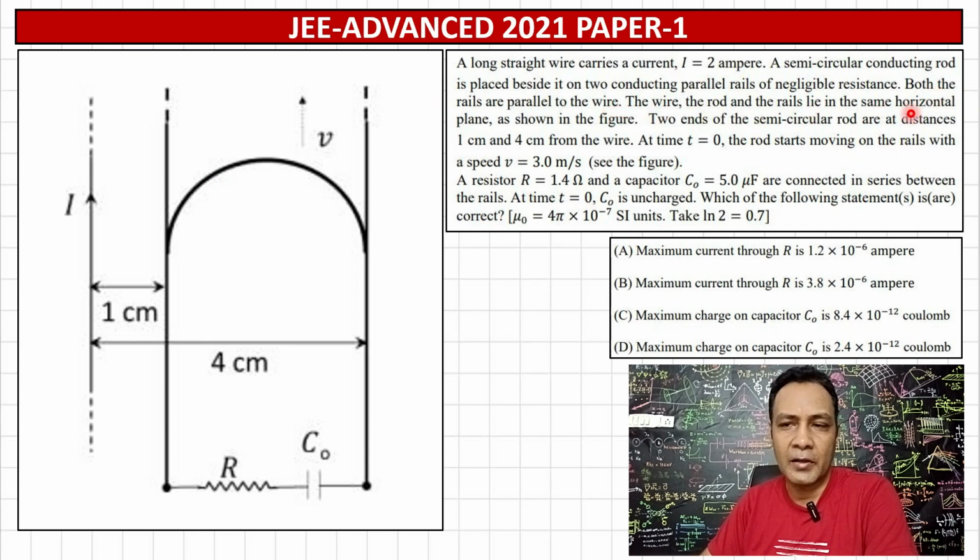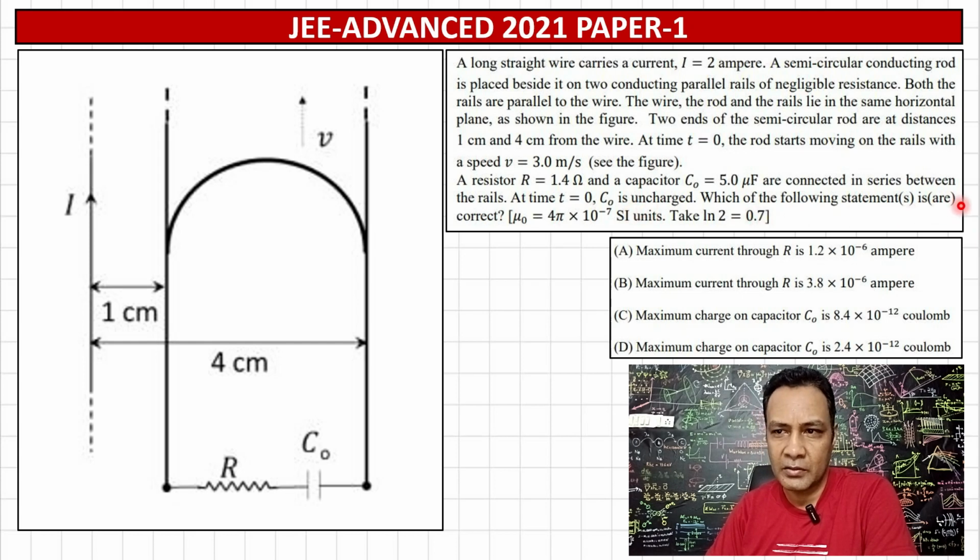The wire, the rod and the rails lie in the same horizontal plane as shown in the figure. The ends of the semicircular rod are at distances 1 centimeter and 4 centimeter from the wire. At t equal to 0, this semicircular rod starts translating on the rails with a velocity v, 3 meter per second. A resistor R and a capacitor are connected. R is equal to 1.4 ohm and the capacitor has a capacitance C0 equal to 5 microfarad, connected in series between the rails. At t equal to 0, the capacitor is uncharged.